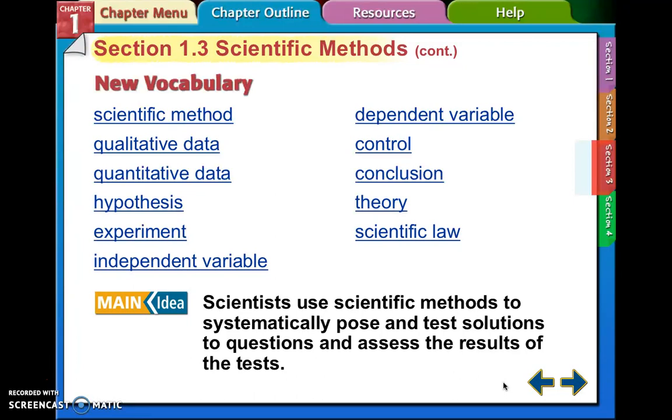The main idea: scientists use scientific methods to systematically pose and test solutions to questions and assess the results of those tests. So basically, scientists come up with an organized way to test something, to ask questions, and then to analyze or figure out what those tests mean. As of right now, you shouldn't be writing anything.